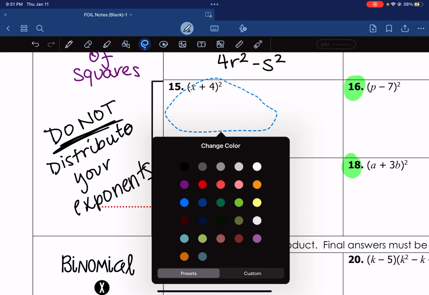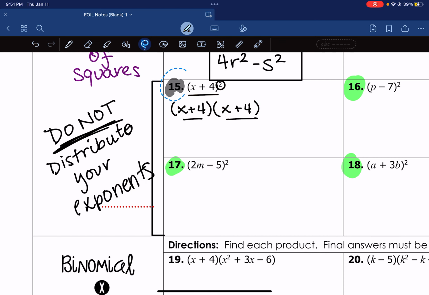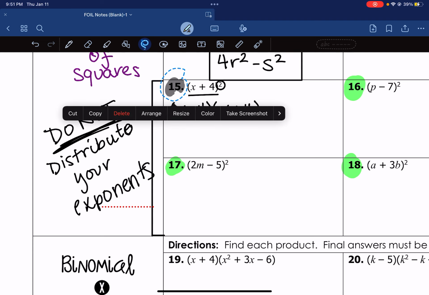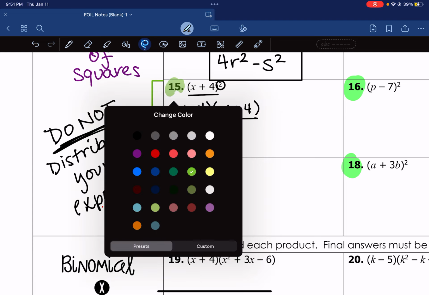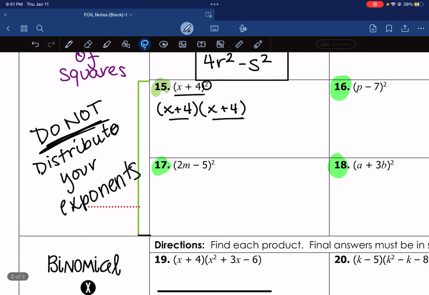I'm changing its color to black so that way everybody knows to write it down. I'm going to change that back to green. That's fine. All right. Write that down. x plus 4 times x plus 4. That is what I am looking for here. I am not looking for you to take that exponent and go x squared plus 4 squared. This is wrong. You should be doing this. This is the correct response.